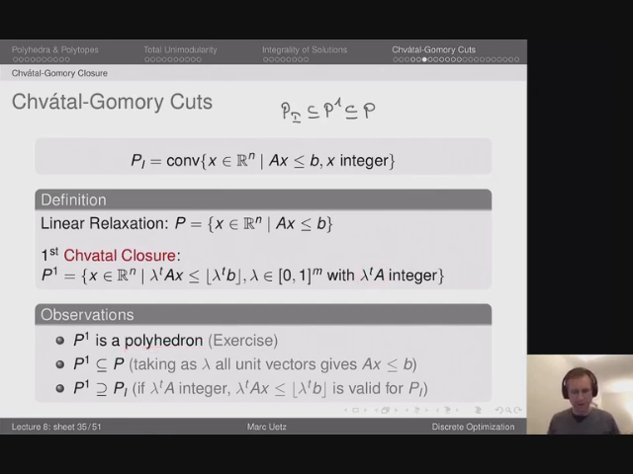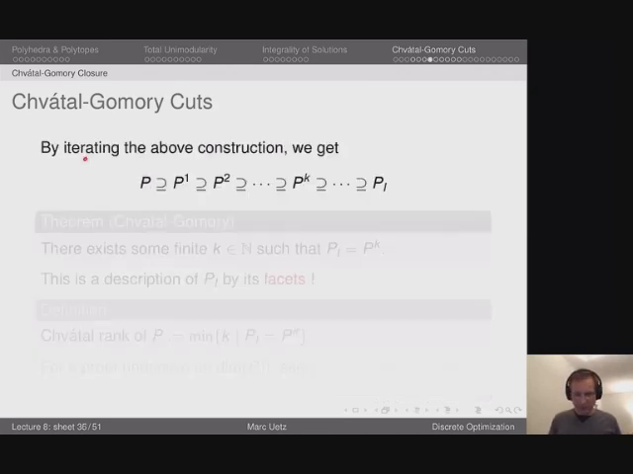But as you can already imagine, if I call this the first Schwarzschild closure, there should also be a second one, and this is also true. So now I have done that, and I have obtained a new linear system, and I just do the same on this new linear system again, okay? So by iterating this construction, I get a sequence of polytopes. I started with a linear relaxation, then I computed the first Schwarzschild closure, and this is again a description of a polytope by linear inequalities, and I can again do the same Schwarzschild rounding, and I get the second Schwarzschild closure, and so on and so on.